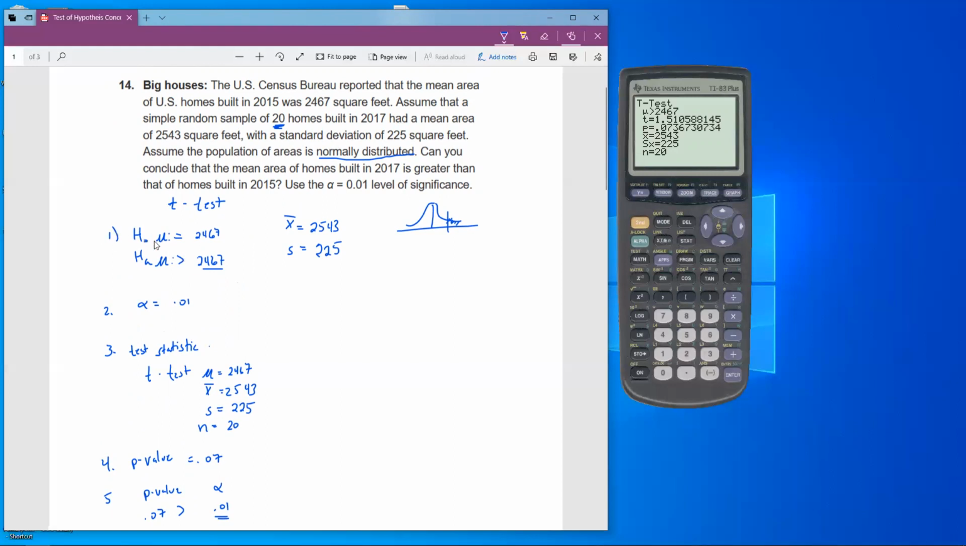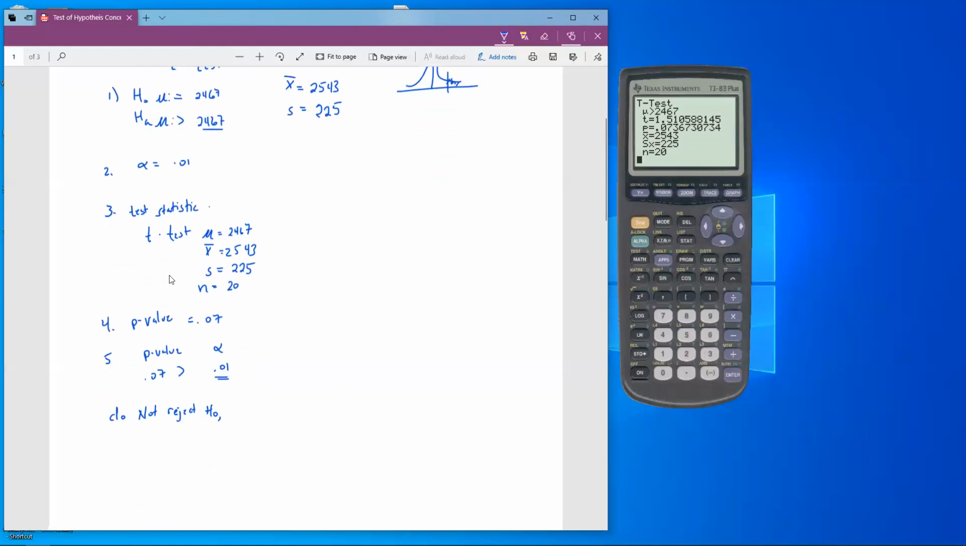Well, what did H0 say? It said mu was equal to 2467. Oh, okay, we're good then. So do not reject H0. And Connect Math goes through and gives you a very formal statement. It's like, we do not have evidence to suggest that the area is more than 2467.